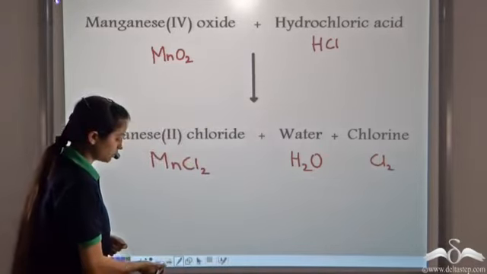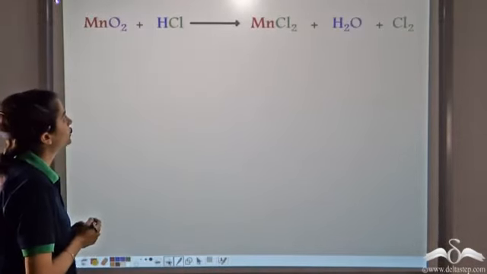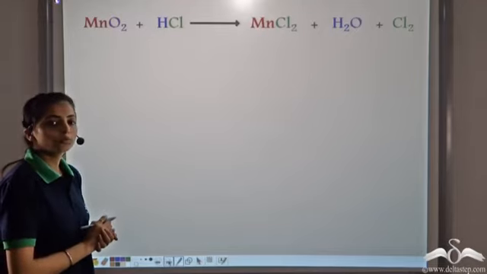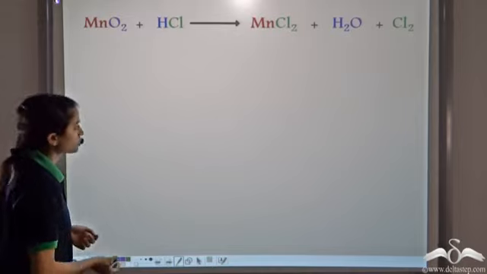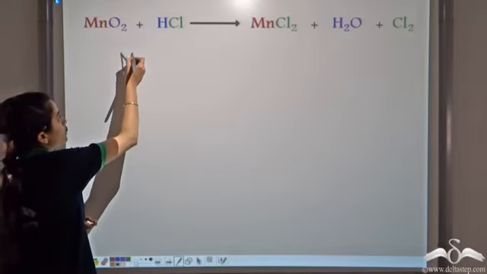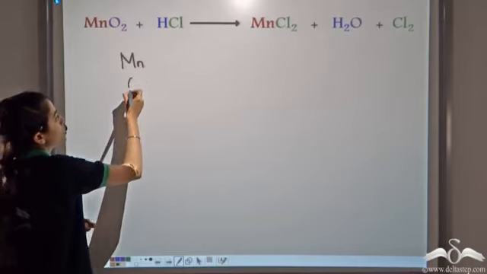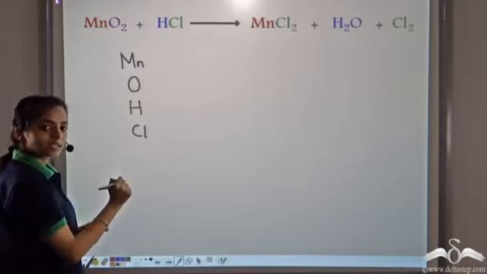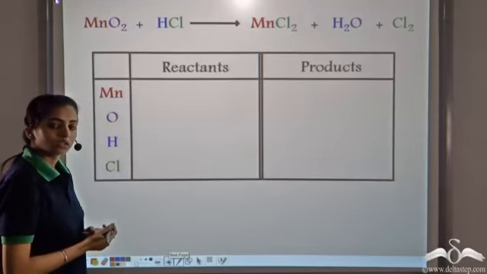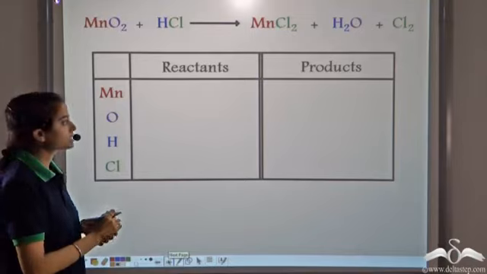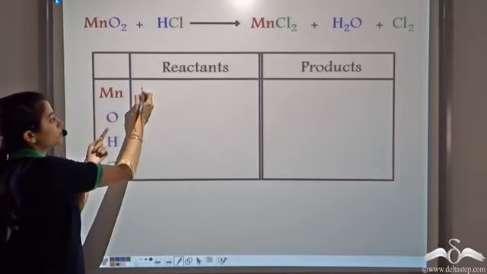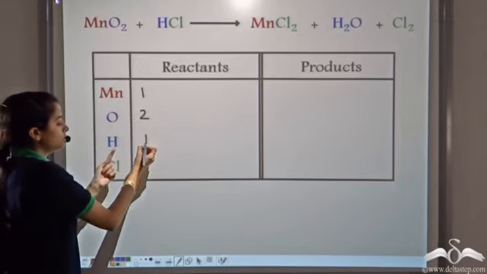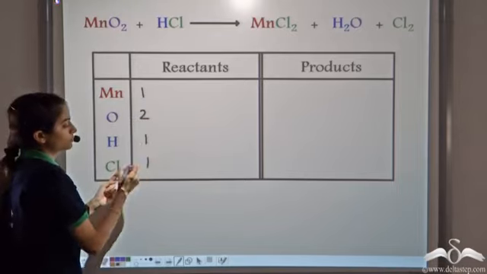So let's write our chemical equation. This is the chemical equation that we get. MnO2 reacts with HCl to give MnCl2 plus water plus chlorine. So what are the different atoms that we have? We have Mn, O, H and Cl. Now let's count the number of atoms present on both the sides. Mn we have 1 atom, oxygen we have 2 atoms, hydrogen 1 and chlorine 1 atom.